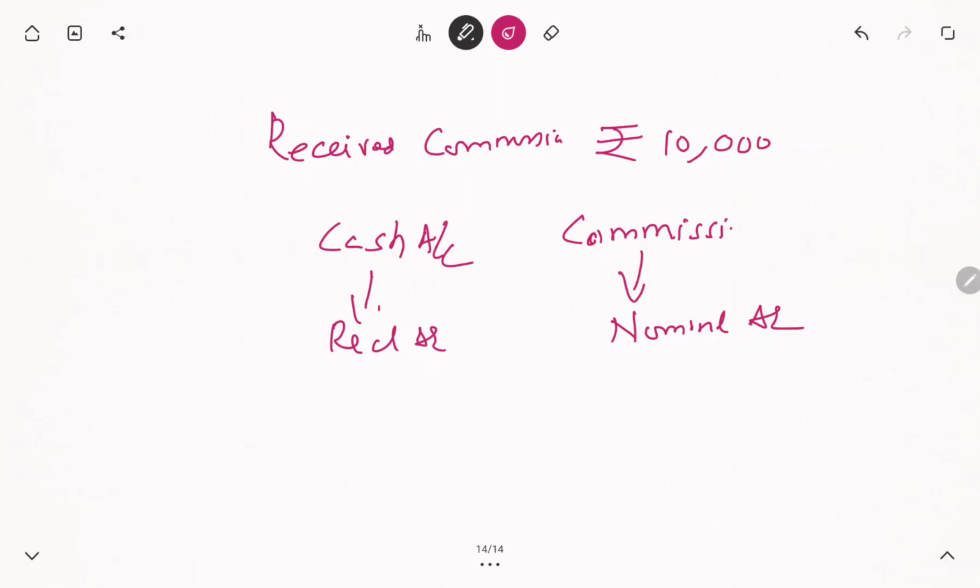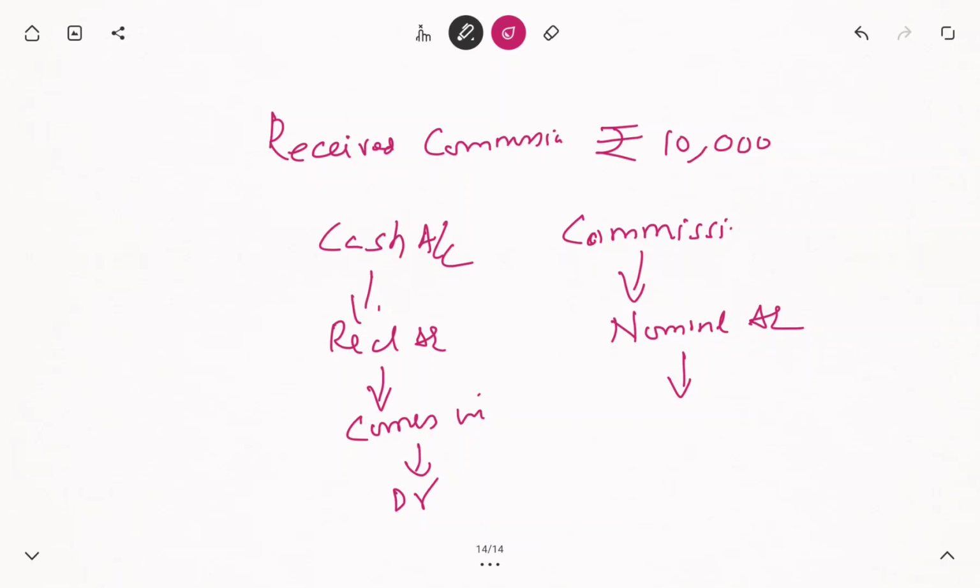Now what happened to this cash? Whether cash is coming to Raman and Co or going out from Raman and Co, it's coming in. What is the rule? Debit what comes in, credit what goes out. So it comes in, so debit. Here is the nominal account. Is it income? Nominal account means what should come to your mind? Whether it is an expense or income. It's an income. What is the rule? Debit all expenses and losses, credit all incomes and gains.